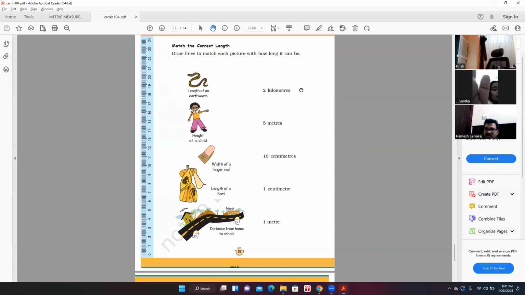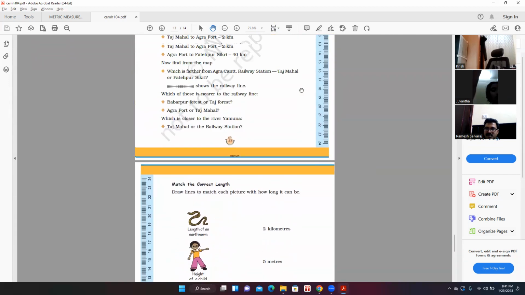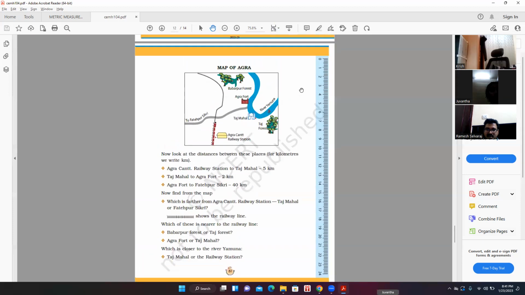Okay. Let's go to something else. Here you see the map of Agra. Agra is one city in India. Here you could see Agra Cantt. That is a railway station. From the railway station to the Taj Mahal is almost 5 kilometers. A map is required to understand the distance between two places.